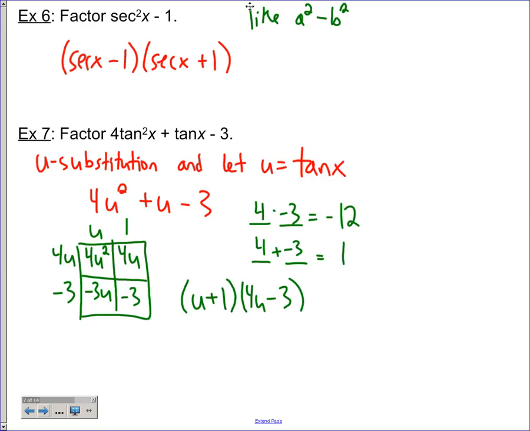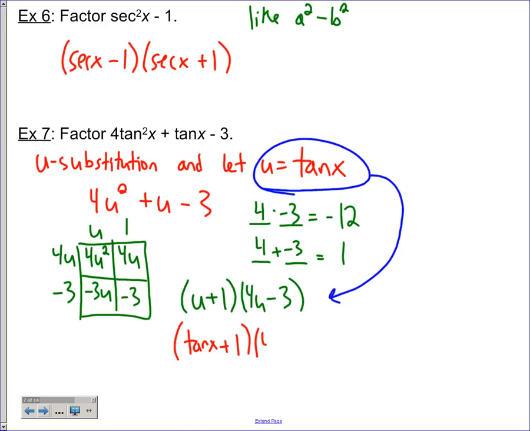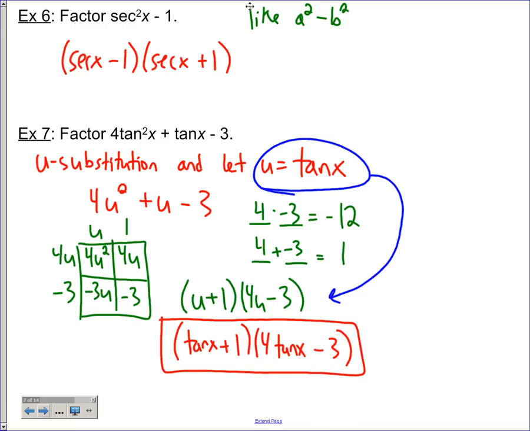Now don't forget, we used the substitution u equals tangent of x, so we're going to plug that back in, and our final answer in terms of tangent of x is going to be tangent x plus 1 times 4 tangent x minus 3. So there's our factored form. Now if you're able to factor this without going into u substitution, that's totally fine. It just offers a comfortable way for some people who need the extra support.